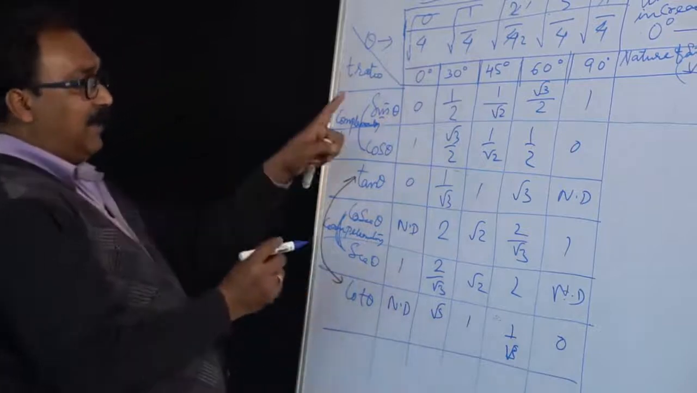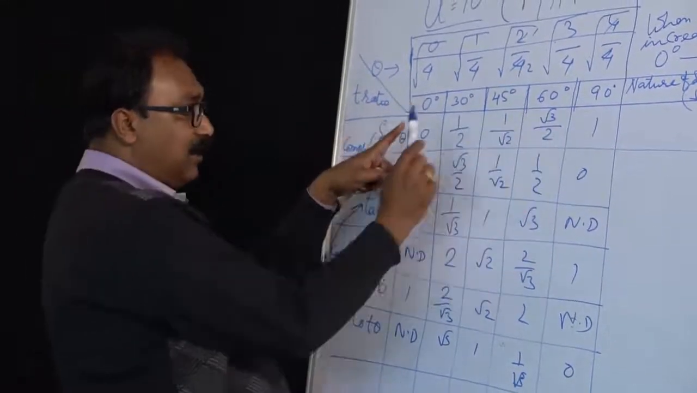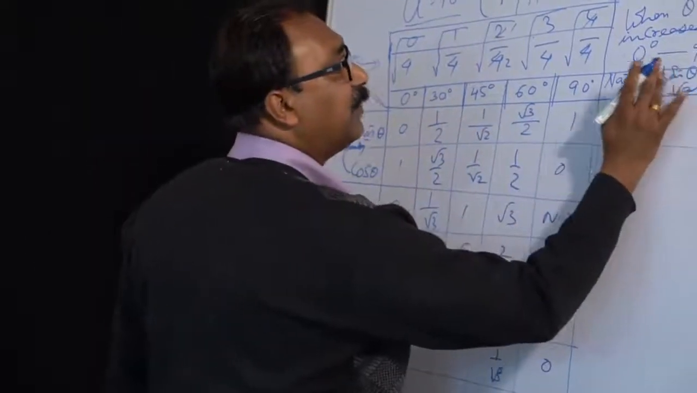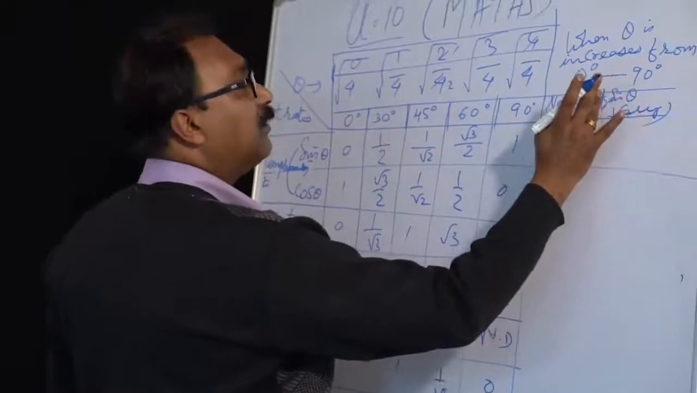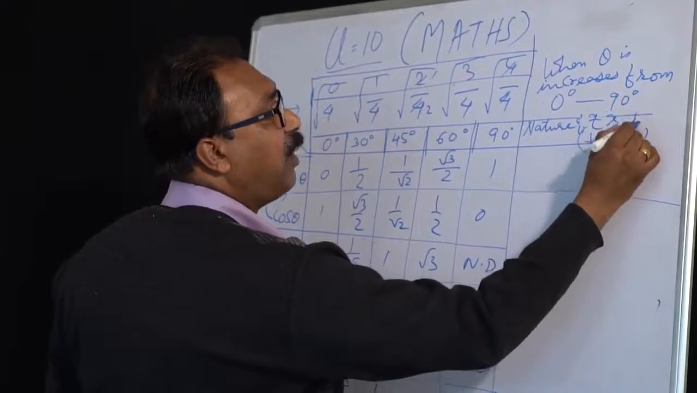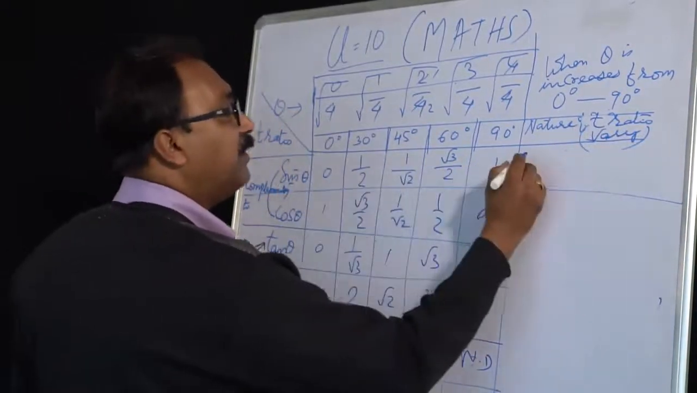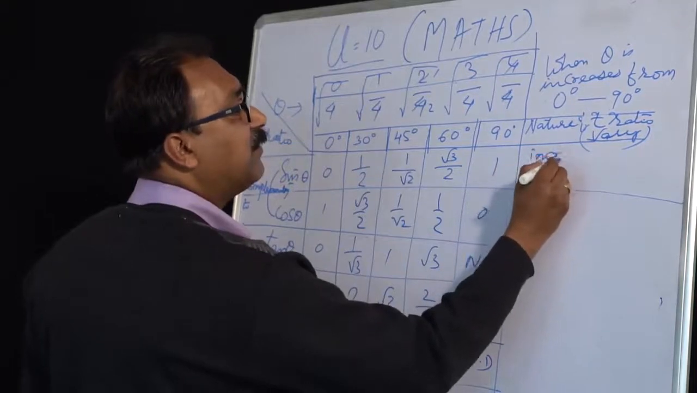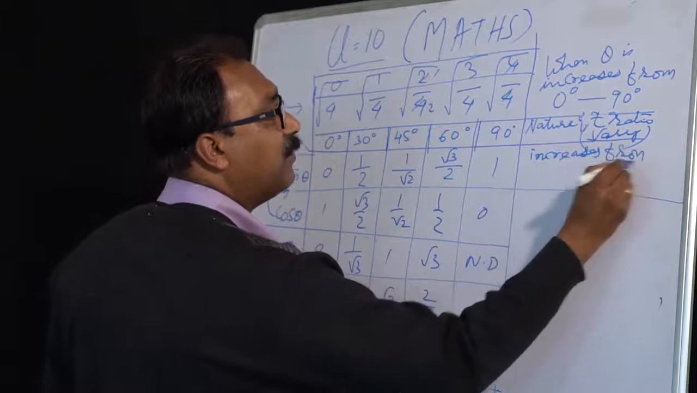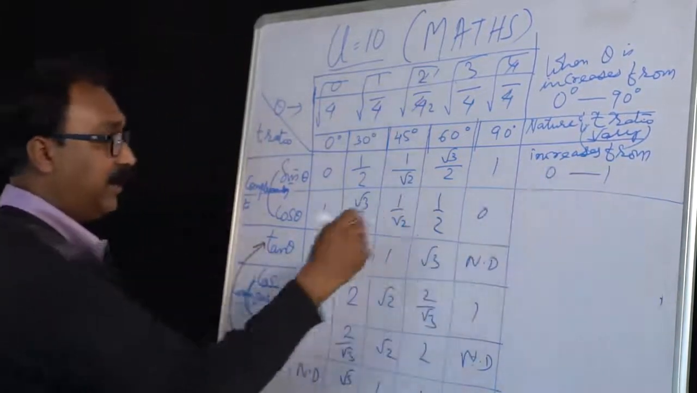Now look at there. Sin theta: as the angle theta is increased from 0 to 90, the value also increases from 0 to 1. So we can say the nature of the trigonometric ratio, how the ratio varies: sin theta increases from 0 to 1. Value, not degree here.